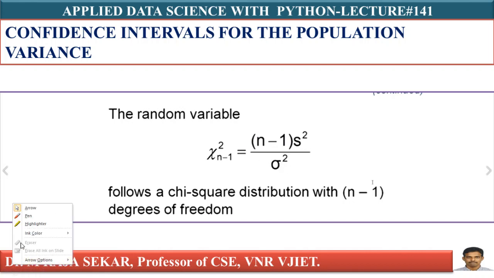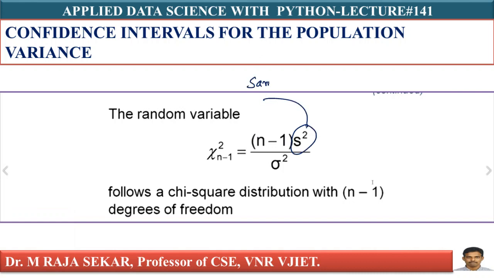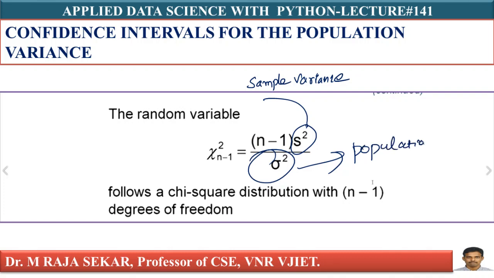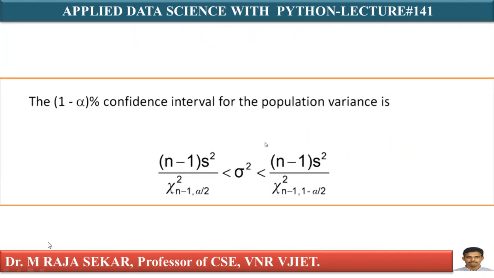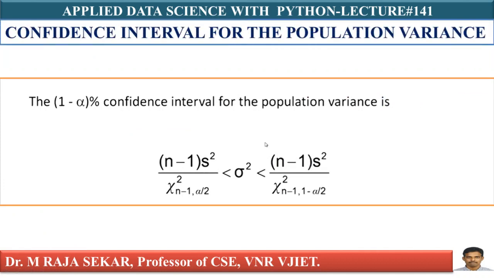What is s square? S square is the sample variance, whereas sigma square is the population variance. This one forms a chi-square distribution with n-1 degrees of freedom. This gives a confidence interval for the chi-square distribution, with n-1 degrees of freedom. This is the confidence interval for the population variance.